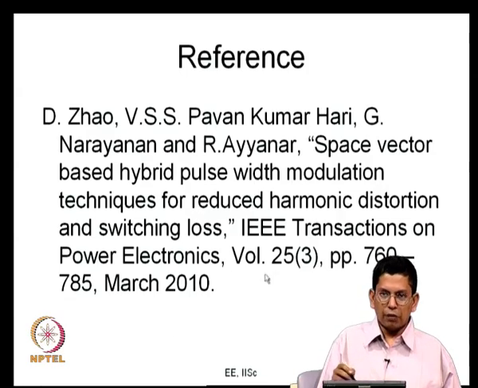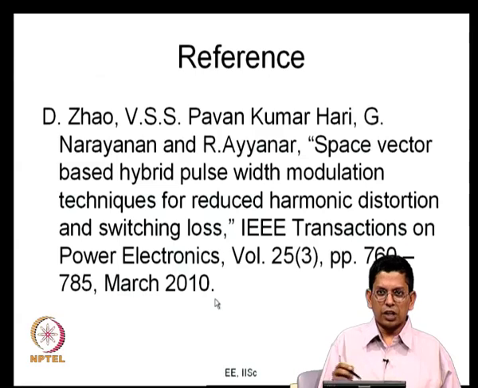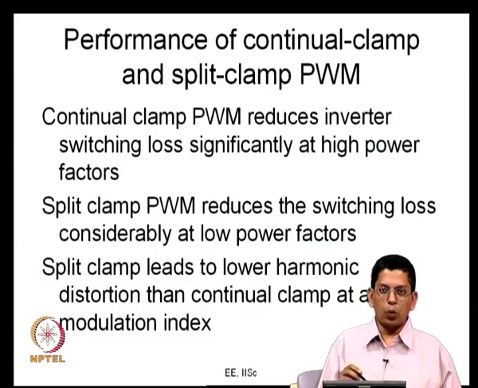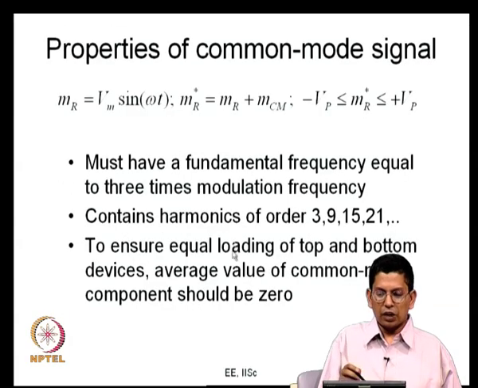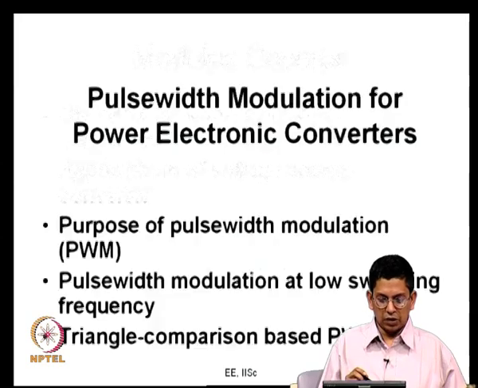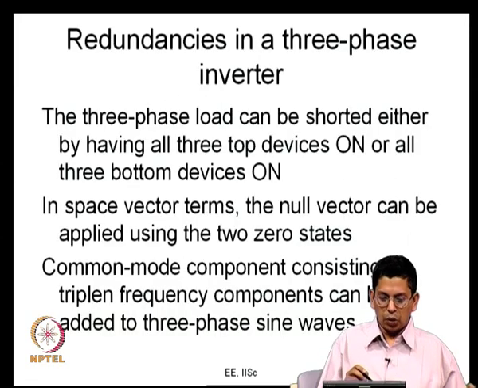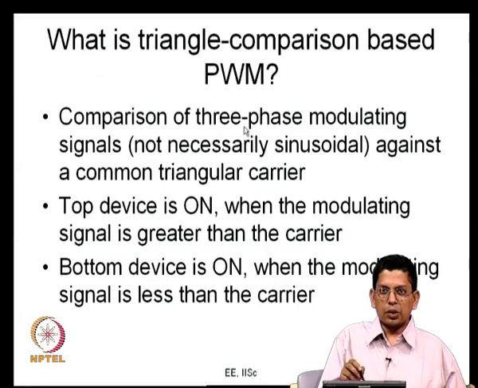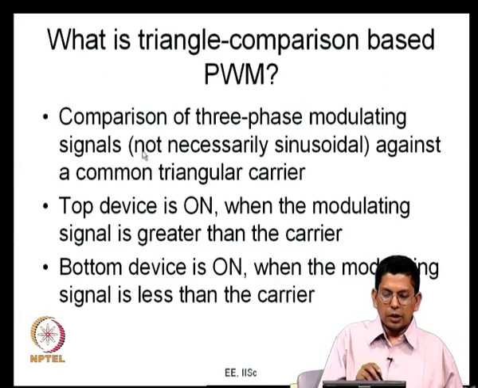So, this is what we have essentially, and it has further references on this. What we would be doing in the subsequent classes is going into space vector based PWM. What we looked at right now is different kinds of common mode signals that can be added to the 3-phase signal. We looked at a particular way of modulation, that is triangle comparison based modulation, a way of producing the PWM signals by comparing 3-phase modulating signals.